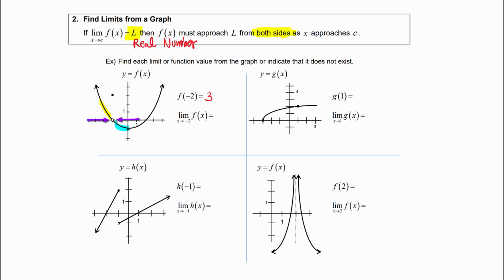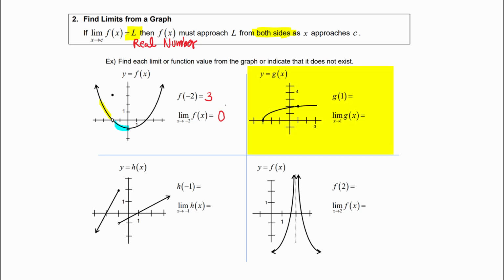So from both sides of -2, your function values are approaching the same y value, which is 0. So therefore, the limit exists, and it is 0.